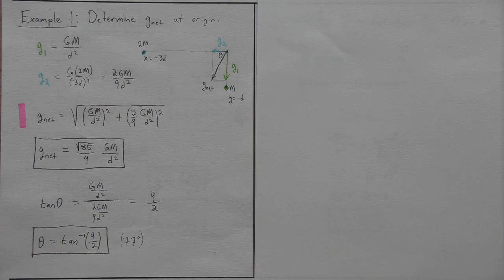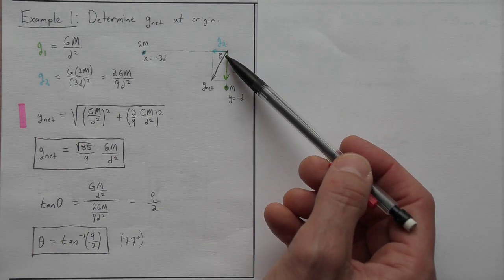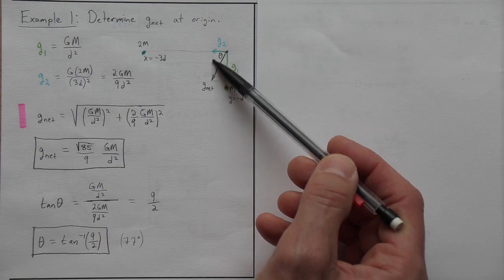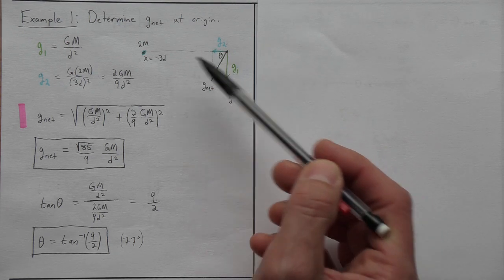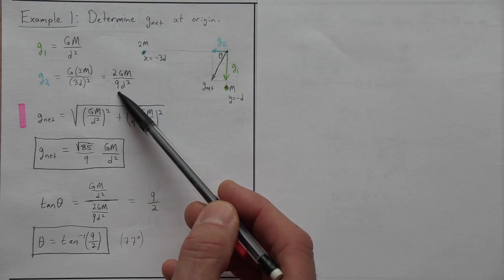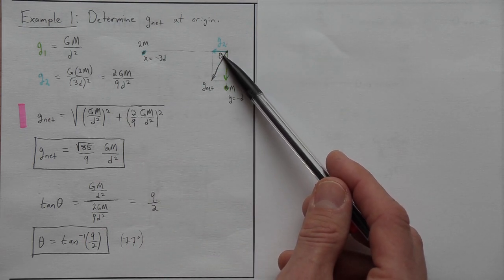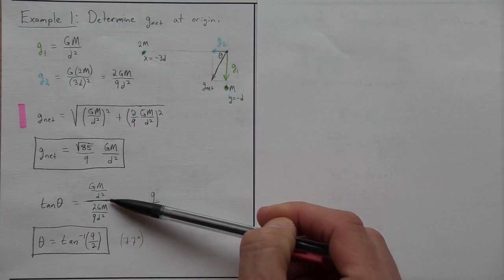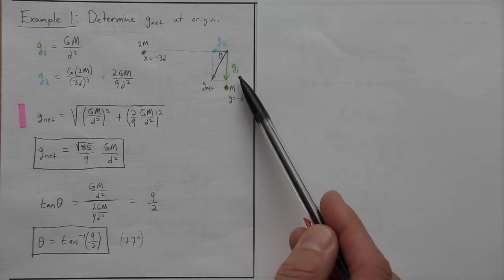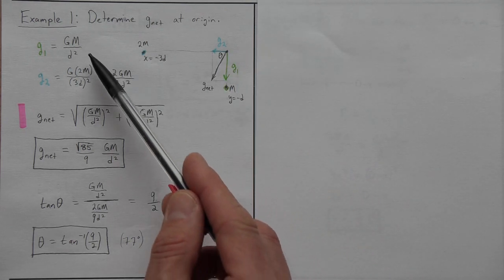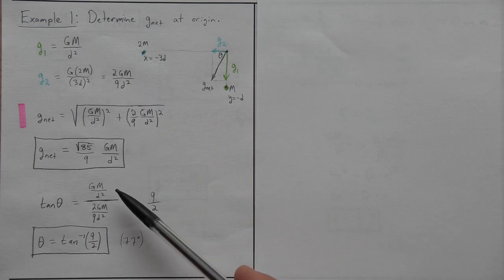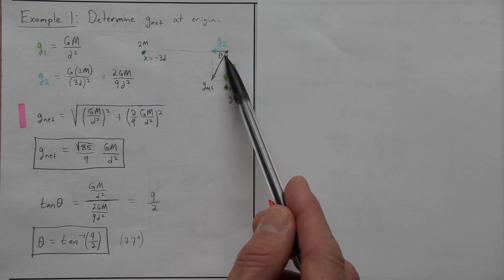The angle. So what I need to do is use some kind of trig function. I know this now. This side is the same as g1, and this side is this. So I could use tan theta is opposite over adjacent. That's what I did over here. The opposite side is the length of g1, the green arrow, which is gm over d squared. So that's opposite over adjacent.